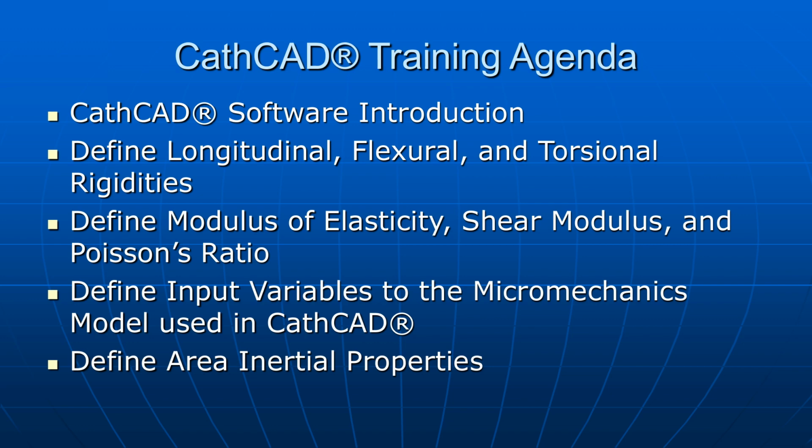This CathCAD training video will cover the following items. First, we will provide a basic introduction to the CathCAD software. Second, we will define the concepts of longitudinal, flexural, and torsional rigidities and how they apply to catheter design. Third, we will define the engineering material terms including modulus of elasticity, shear modulus, and Poisson's ratio. Fourth, we will define the specific material input variables used in the micromechanics model that forms a basis in the CathCAD software. Finally, we will define the area inertial equations used in the software.